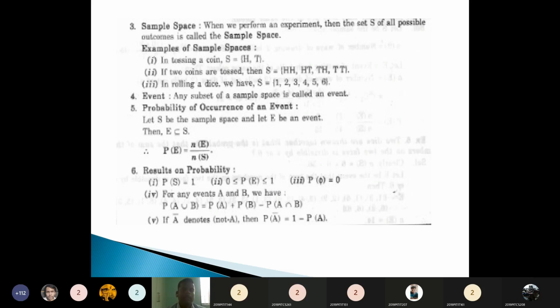For that, the probability will be 3 by 4. For at least one head, the favorable outcomes are the first three, so 3 by 4, as the total sample points are 4. So like that we can work it out. The probability of occurrence of an event E is P of E equals N of E divided by N of S: the number of favorable outcomes in the numerator and the number of sample points in the denominator.